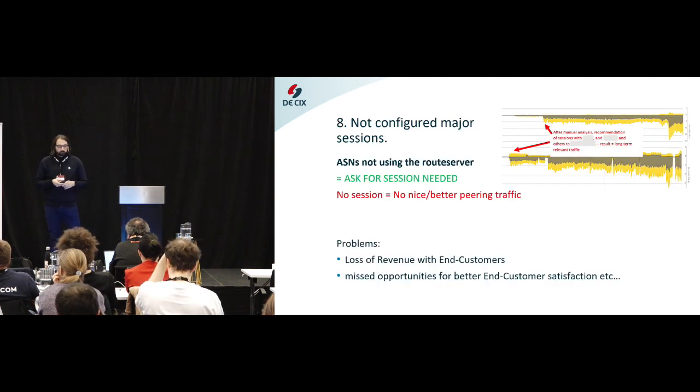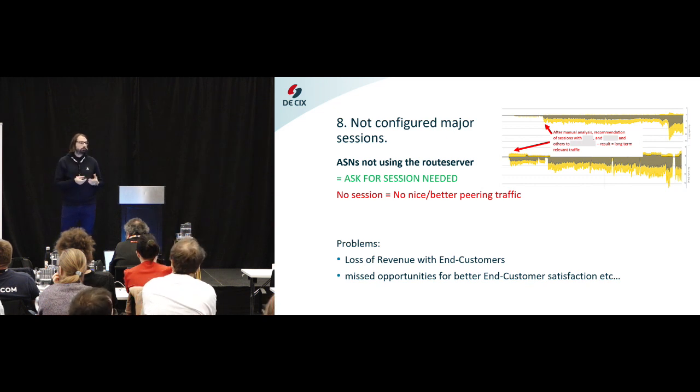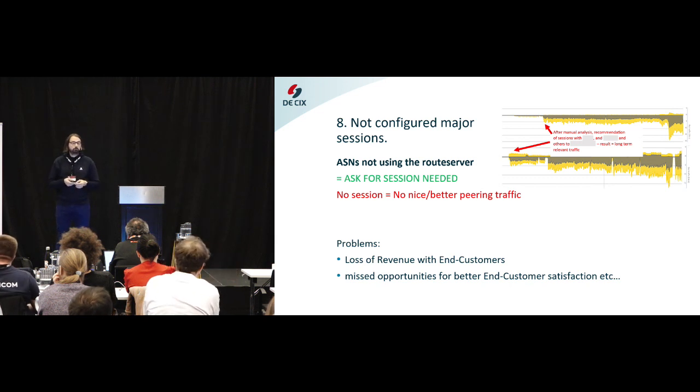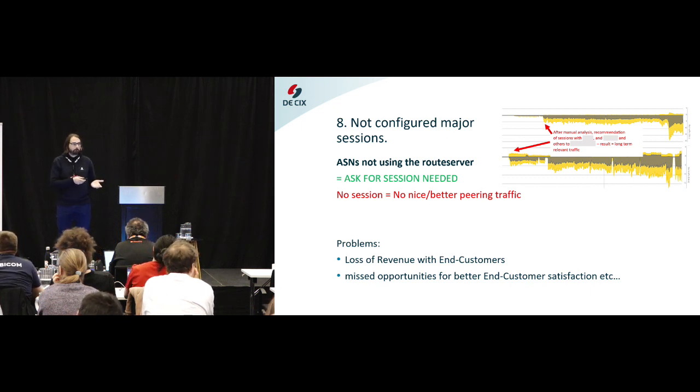Not configured major sessions. Those who are not on the route server, especially the big ones: Azure, Limelight is typically not using route servers. Microsoft is typically not using route servers. Google is now disappearing from route servers. So with these guys, you need to ask for a bilateral peering session. So that's not coming via the route server. You have to ask them or fill forms or whatever process. And you need to detect that it's not here.